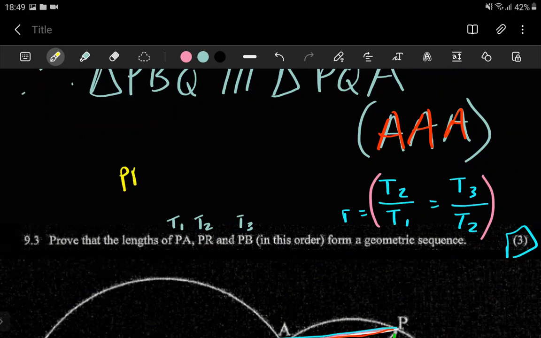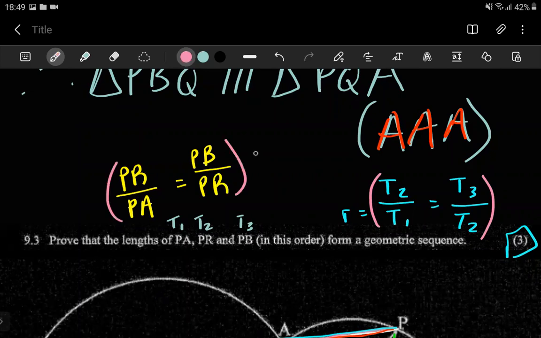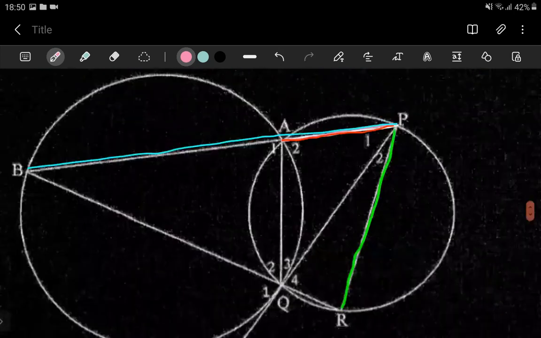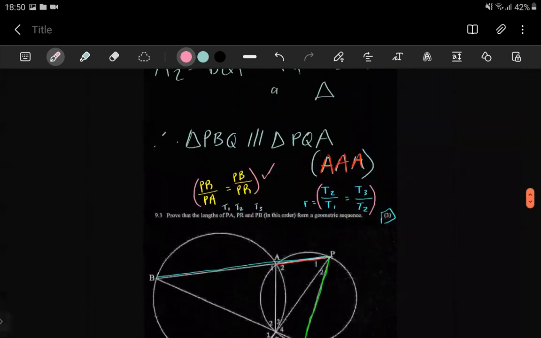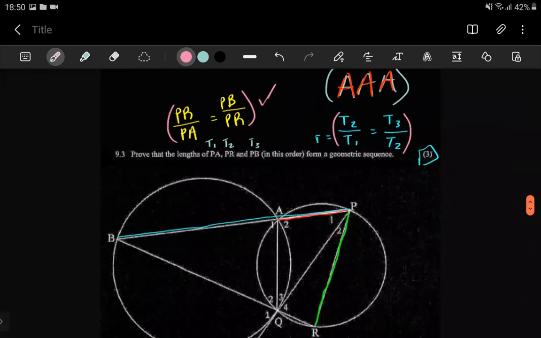PR over PA is equal to T3 here, which we've said is PB, over T2 here, which is just PR. You see, our job is to just show that this expression exists. We just need to show that this expression is correct. And as long as this expression is correct, and as long as we can write out this expression from the knowledge that we have of our sketch, as long as we can end up with an expression like this, then we will be good to go. We'll be done with this question basically.